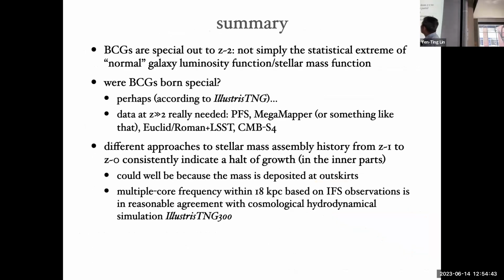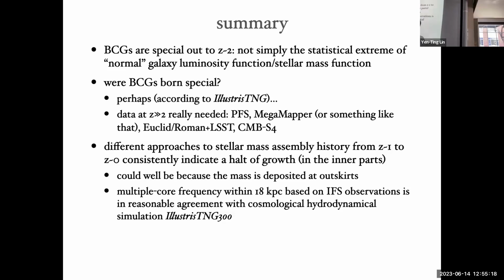I think my time is up, so I'll just very briefly summarize the talk. We have shown that BCGs are special out to redshift 2. They are a distinct population. And are they born special? According to TNG, yes, although I didn't have time to talk about that. You're welcome to ask me about this. But we really need real data to pin down how and why BCGs are born special.